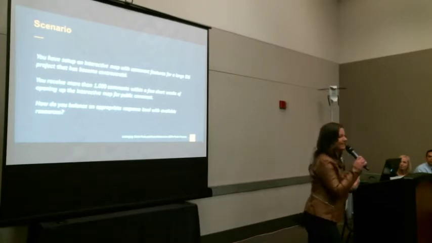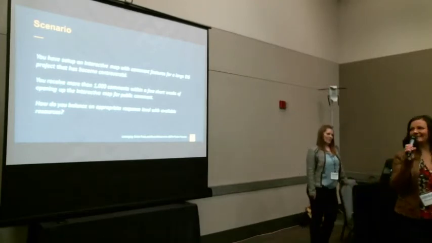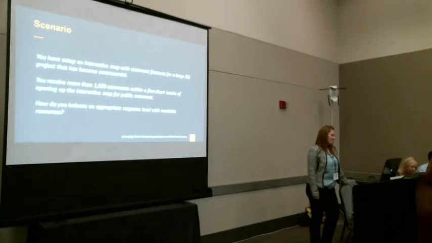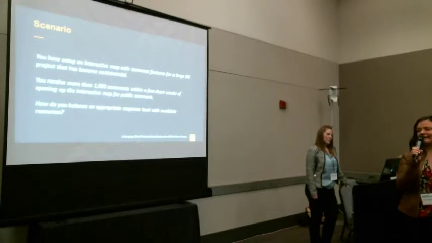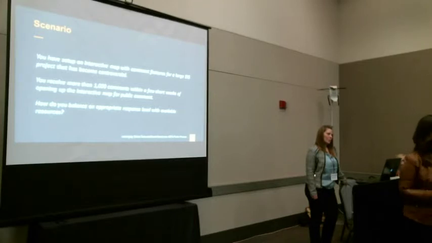Okay, your favorite part. This is where you get to talk. So we're going to do another scenario. You've set up an interactive map with comment features for a large EIS project that has become controversial. You received more than 1,000 comments within a few short weeks of opening up the interactive map for public comment. How do you balance an appropriate response level with available resources?